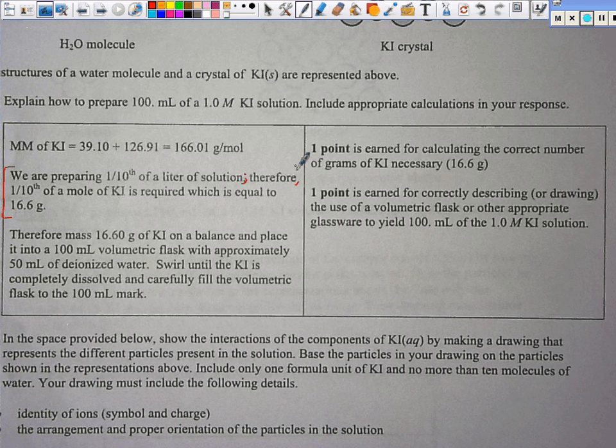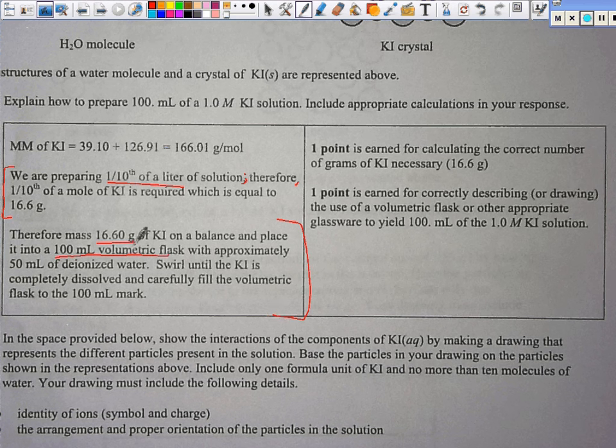All right, but again, this is really the answer they were looking for. So as long as you got this, you're fine. Therefore, mass out 16.60, is that appropriate? Grams of KI on a balance. So is that what we have pretty much so far? Yeah. And place it into a 100 milliliter volumetric flask. Those are keys, right? With approximately 50 milliliters of deionized water. Now, isn't deionized and distilled the exact same thing? Okay, no difference. 50 milliliters of deionized water.